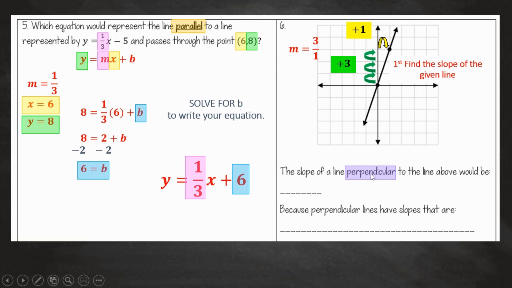And remember, a perpendicular slope is the opposite reciprocal. So if it's positive here, it's going to become negative. And if it's 3 over 1, it will become 1 over 3. And again, that is because it's the opposite reciprocal. So parallel slopes are the same. Perpendicular slopes are the opposite reciprocal.